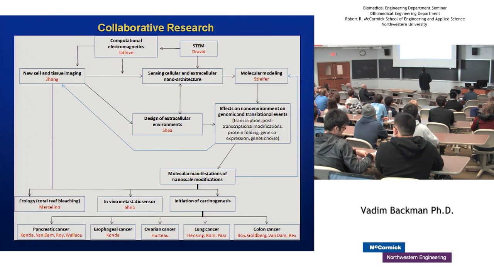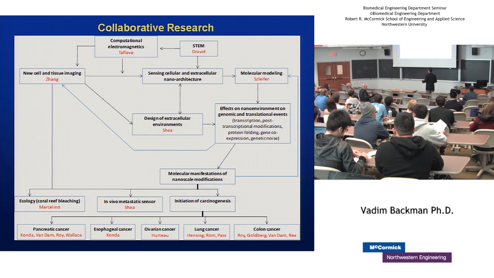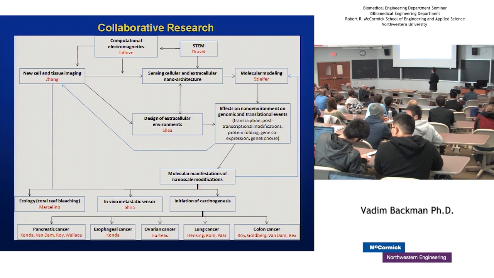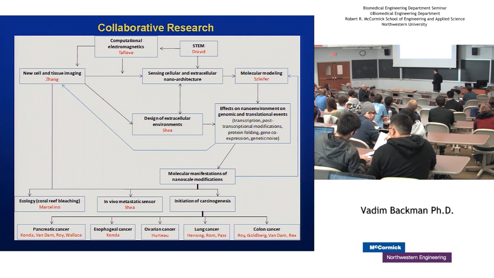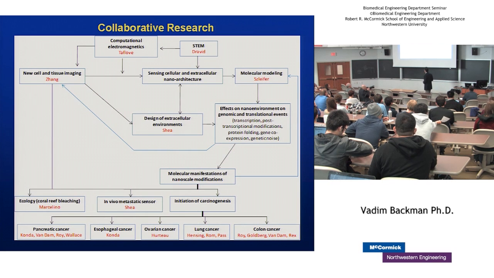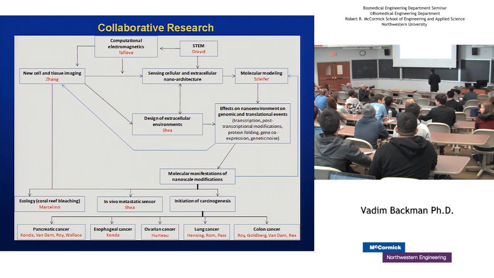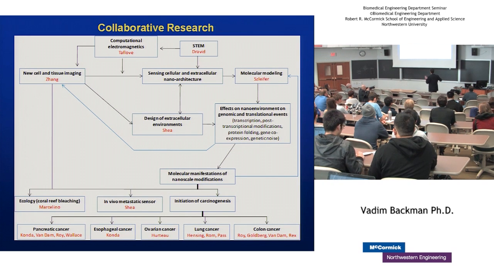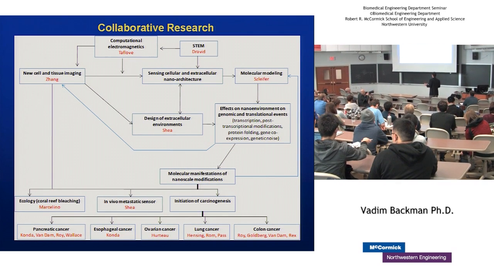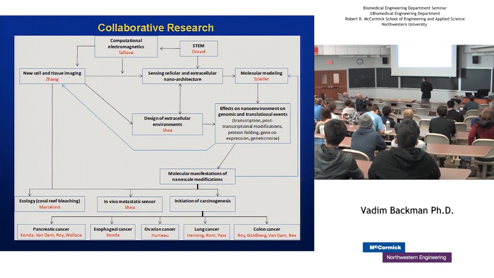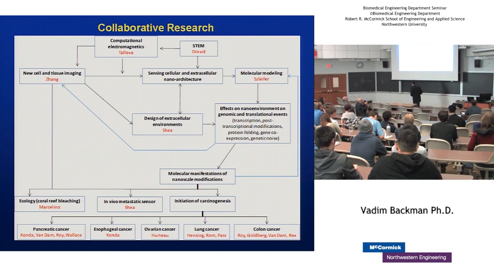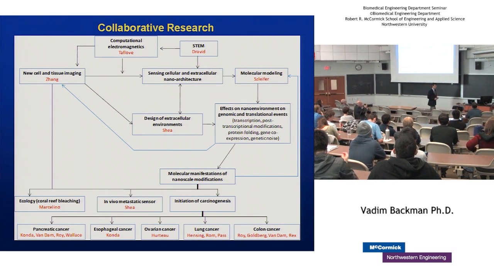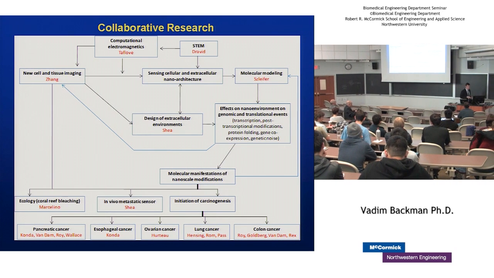Then we look at a number of ways to apply this basic knowledge and technology development to medical or other problems, such as work with Luisa Marcelino from the civil and environmental engineering department on ecological issues such as coral reef bleaching, or understanding the initiation of carcinogenesis in 6 different organs: pancreatic, esophageal, ovarian, lung cancer, colon cancer, and there are a number of clinical collaborators involved here. So it is really a collaborative network.